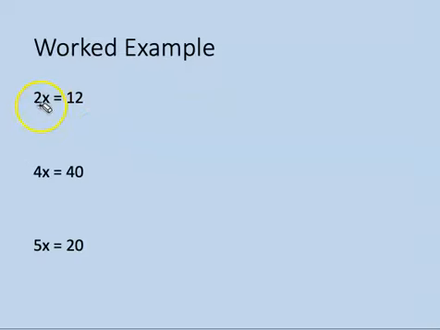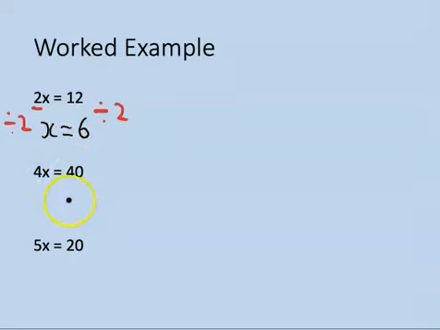Now I've got this type of worked example. I've got a number multiplied by x gives me 12. So what I'm going to do first, instead of multiplying by 2, I do the opposite, and I divide by 2. Now when I divide by 2, 2x divided by 2 just gives me 1x. So I just write x. 12 divided by 2 gives me 6.